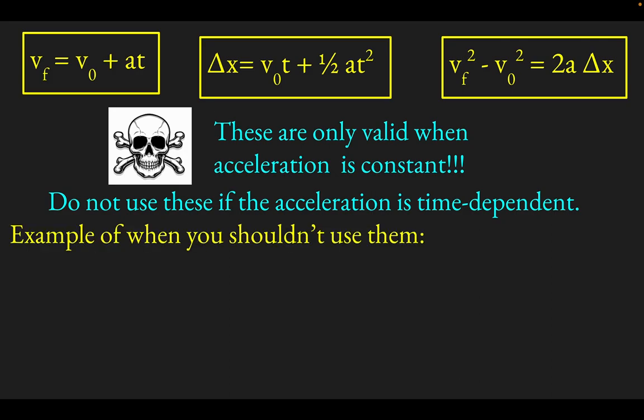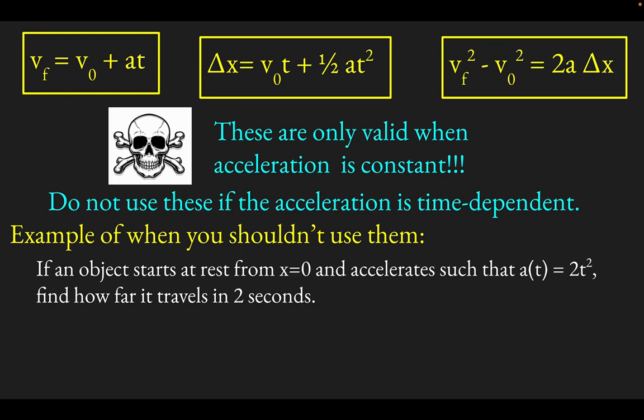So to show you exactly what I mean, let's look at an example of when you shouldn't use those equations. So here would be such an example. It says, if an object starts from rest at the position x equals 0 and accelerates such that a of t is 2t squared, find how far it travels in 2 seconds. Now, a kid who's going to screw this up, what they'll do is they'll read that this says find how far, and they'll go for a relationship like this that has delta x, change in position, which would tell me how far. But again, this equation for delta x that's up at the top here, it is only valid for constant acceleration. It will let you down if you try to use it. You'll get the wrong answer.